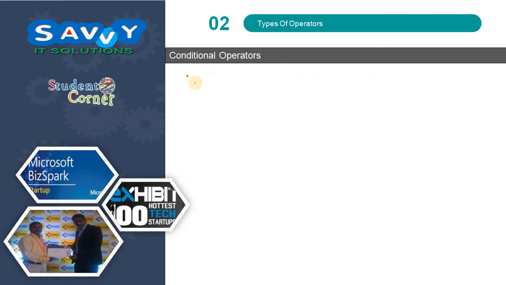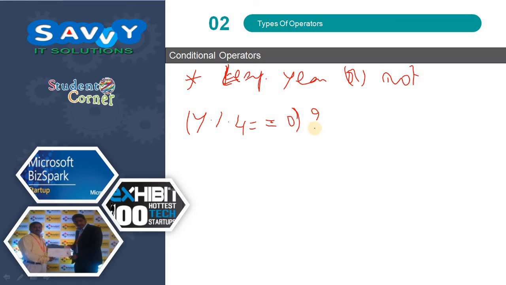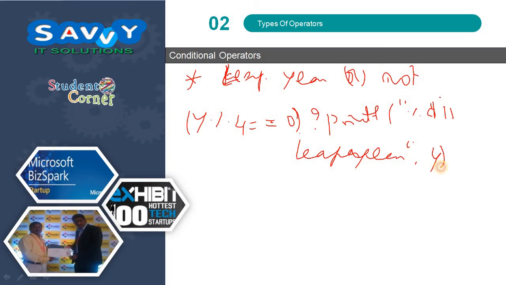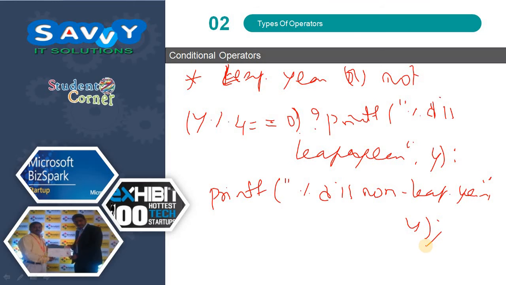Similarly, leap year or not: check whether the given year is a leap year or not. Here also year mod 4 is equal to 0, printf "%d is leap year", y, else printf "%d is non-leap year", y. This is the way we are writing it.